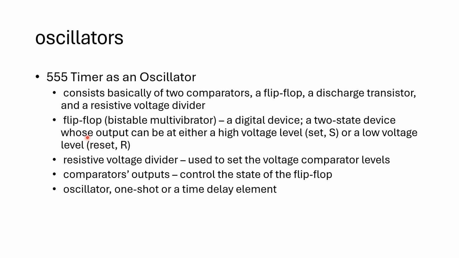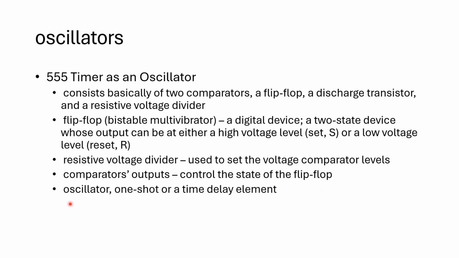So, if we make use of the flip-flop or bistable multivibrator, it is a digital device, a two-state device whose output can be at either a high voltage level, that is your set, or a low voltage level, that is your reset. We also have a resistive voltage divider. The voltage divider can be used to set the voltage comparator levels, so that you can set your maximum voltage, positive or negative, or the minimum voltage required. And then the comparator's outputs can control the state of the flip-flop.